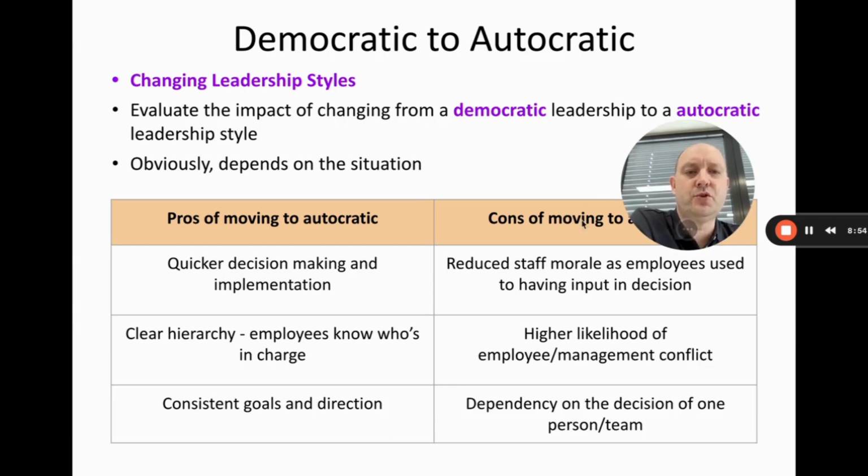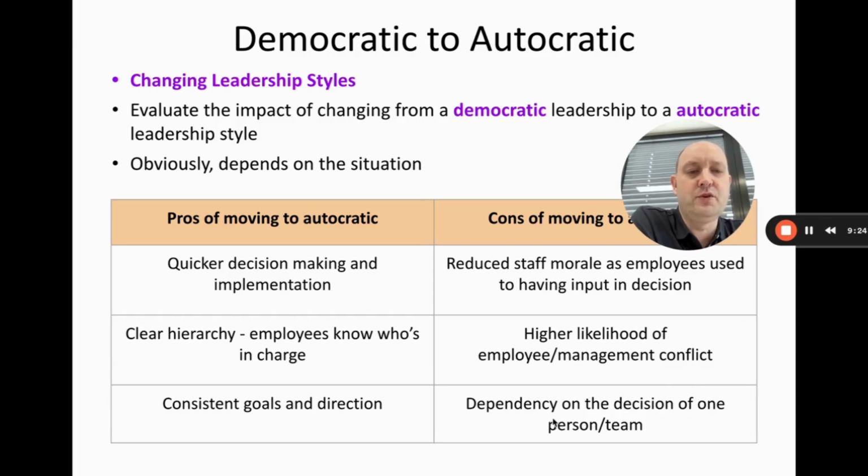Cons of moving to autocratic, or like we said, lower staff morale. There's likely to be more conflict because employees are now less involved in the decision making, so they're going to be less happy in general with the decisions being made. Also, if employees are used to a democratic leadership style and you take away that ability for them to contribute to all decisions, that's going to be difficult for them. And so therefore there's more likely to be conflict and etc.